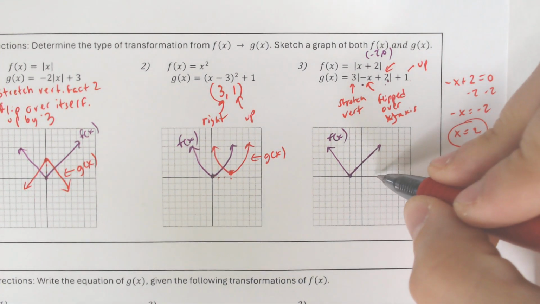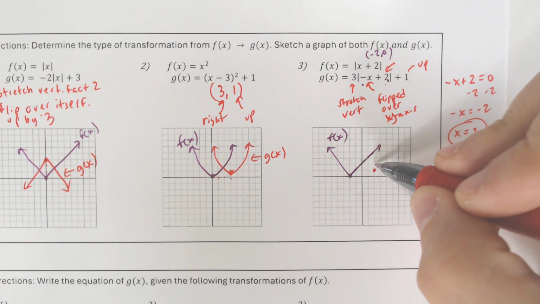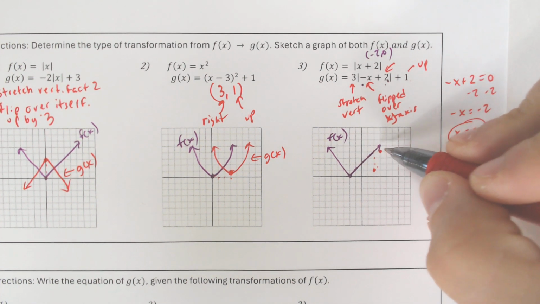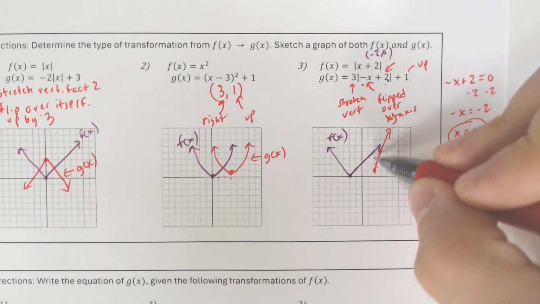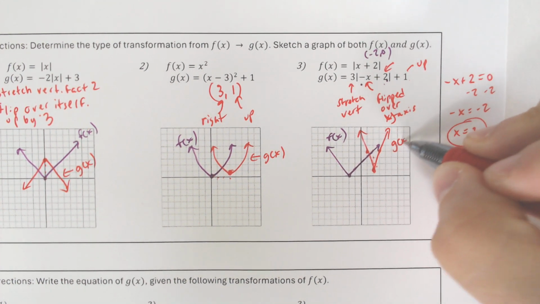So we are going to go to the right by 2 and up by 1. And it has the stretched vertically by a factor of 3. 1, 2, 3 over by 1. There we go. 1, 2, 3 over by 1. There we go. There's g of x.